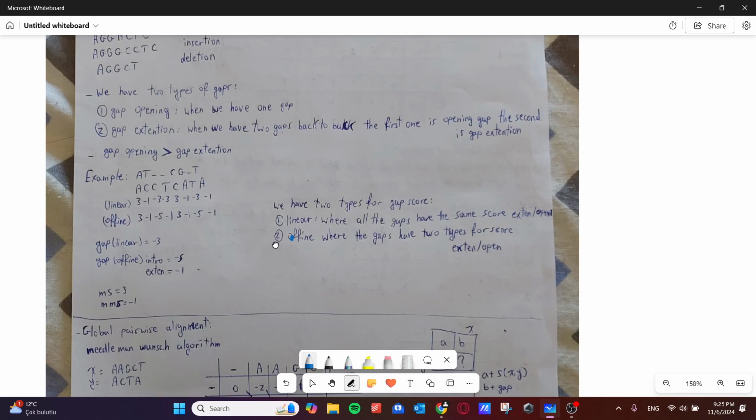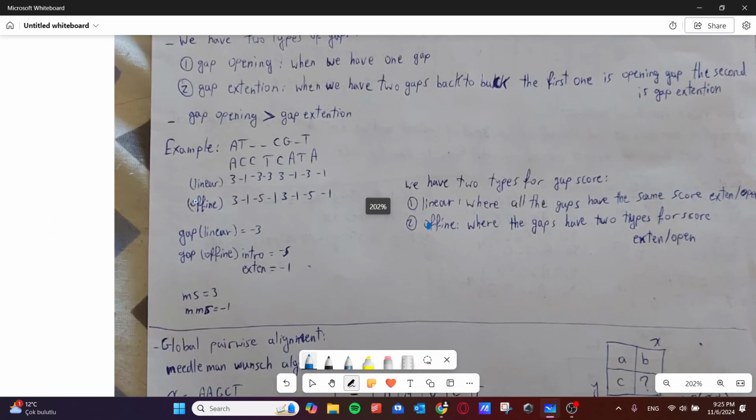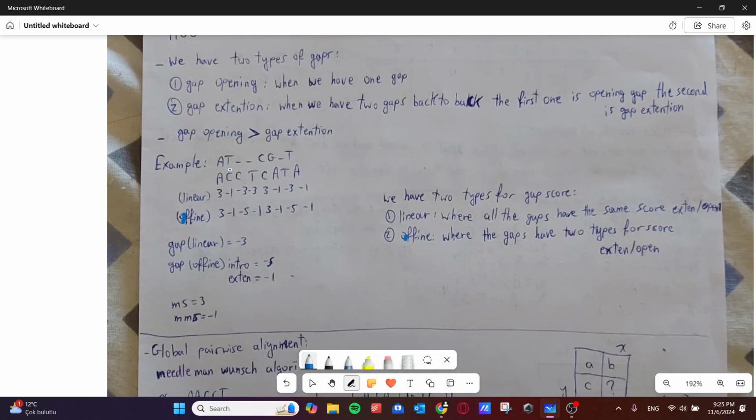So let's take this example. This is a good example. Here it's affine too, I've made a mistake. Okay, so let's say we have these two strings and we have to get the alignment score. So here, as you can see, we have two gaps back to back. In the linear, we said that the extension and the opening, they have the same score. So in this case, it's -3. So we put here -3 and -3.